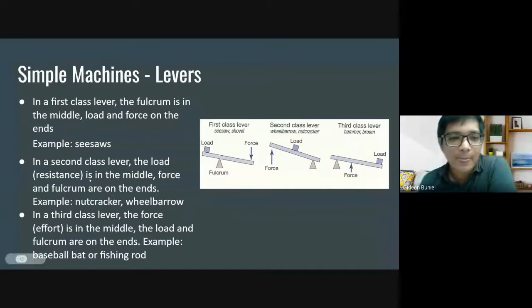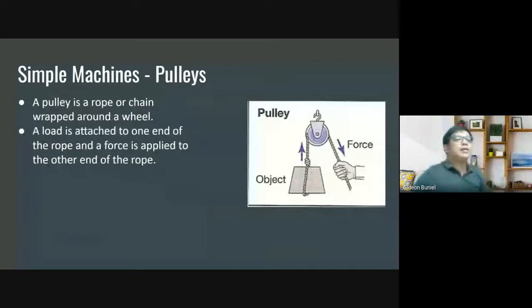Okay, still there? Now let's proceed with the pulleys.